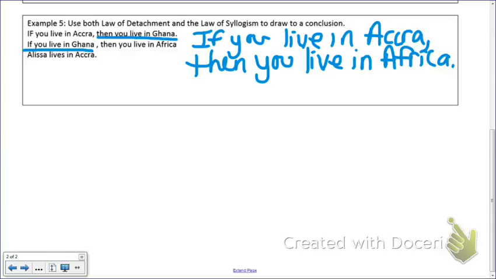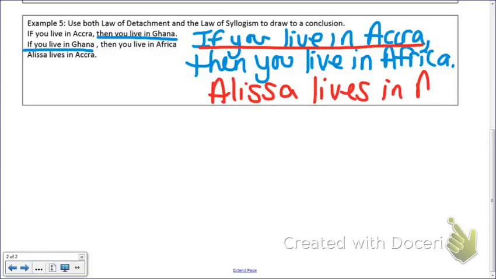Now, let's use that conclusion from the law of syllogism with the statement that it has given me to determine if I can draw a conclusion using the law of detachment. The last statement says, Alyssa lives in Accra. Notice that that matches the hypothesis of the statement. So therefore, we know that Alyssa also has to live in Africa. So by using both of those together, we can draw a conclusion overall.